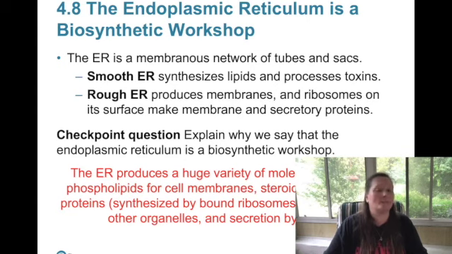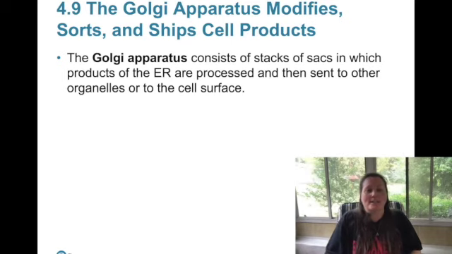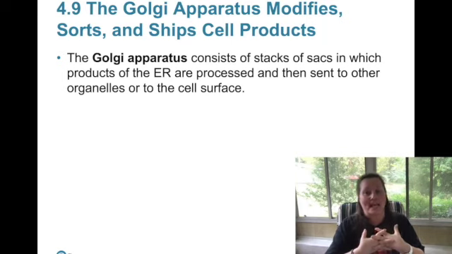So the endoplasmic reticulum, well, I was about to say is key, but quite frankly, everything in the cell is key. So just, scratch that. Now, the Golgi apparatus, a moment ago, I referred to this as UPS. This one consists of stacks of sacs. Oh, that's like a tongue twister there, isn't it? Stacks of sacs, in which products of the endoplasmic reticulum are processed and then sent to other organelles or to the cell surface.